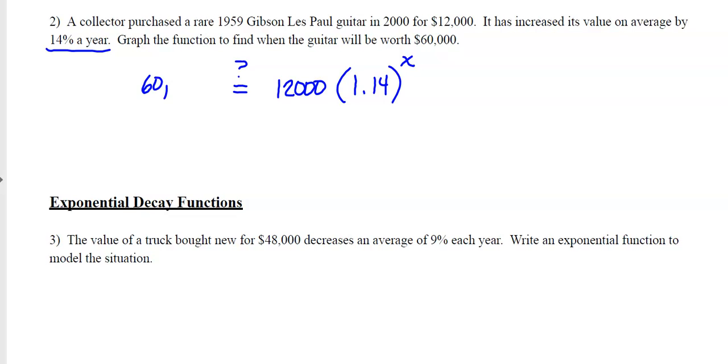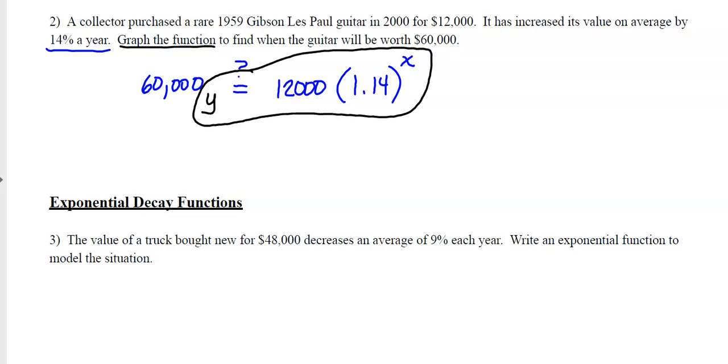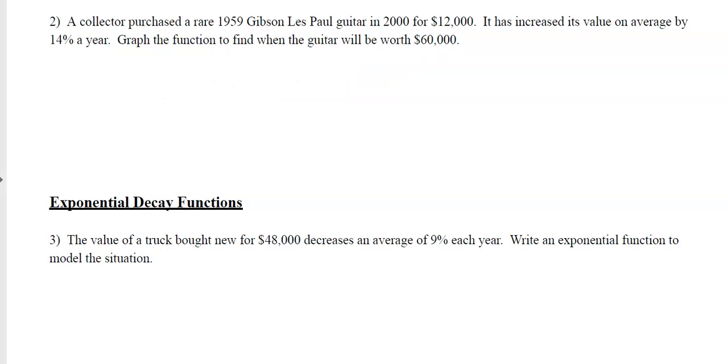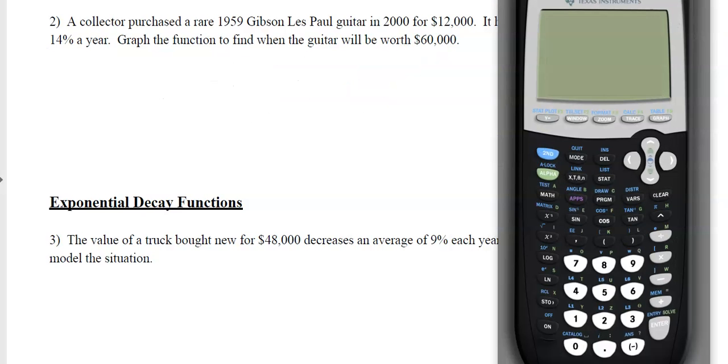And we want to know, when is it going to be worth 60,000? Well, later on in this chapter, we're going to solve this using logarithms. But for right now, we are going to graph the function. We're going to graph this function right here. And we're going to look at the table to give us an idea. And we're looking for 60,000. So let's go ahead and pull up our graphing calculator.